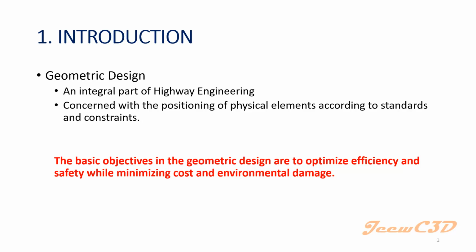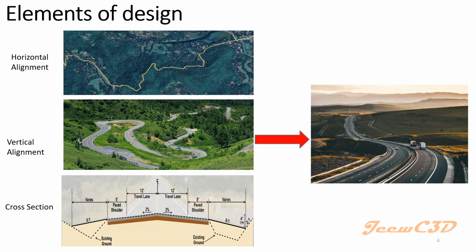I will describe it more in the next slide, but before that, the basic objective of geometric design is to optimize efficiency and safety while minimizing the cost and environmental damage. Basically, when doing geometric designs, you have to have an optimized design so that it will give you an efficient road, or otherwise a good, user-friendly, driver-friendly road, while maintaining safety aspects as well as minimized cost and minimum damage to the environment.